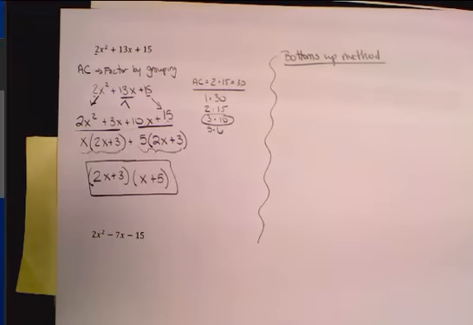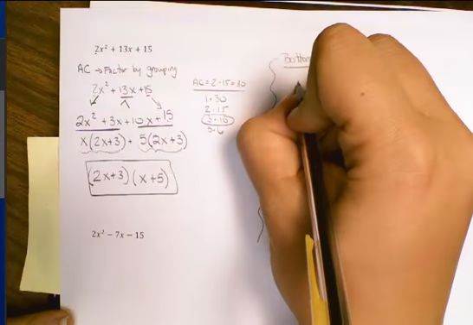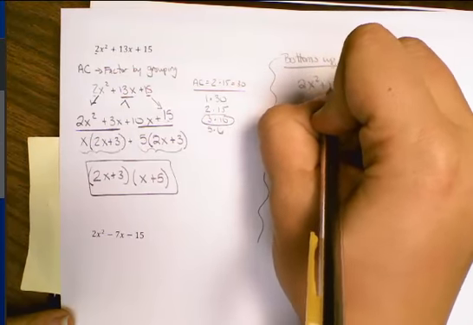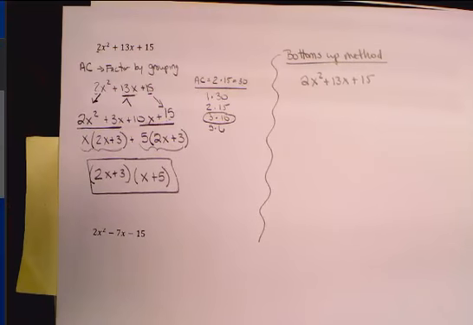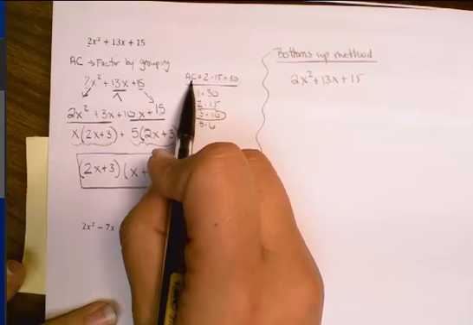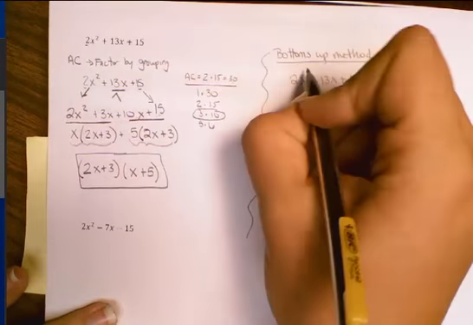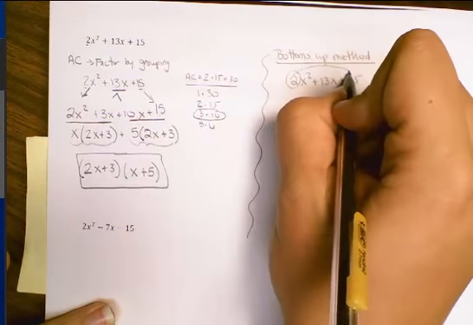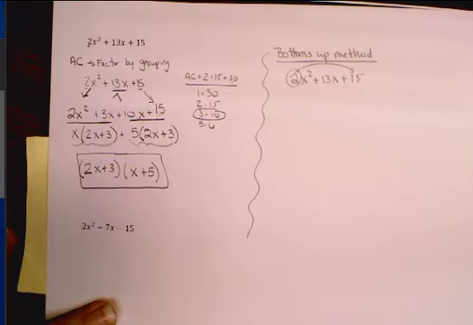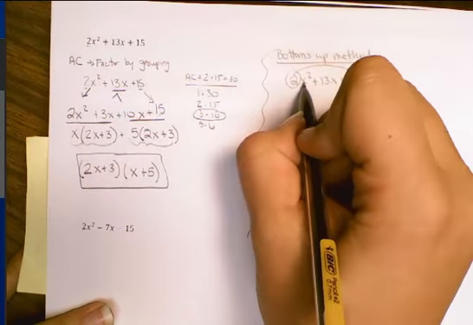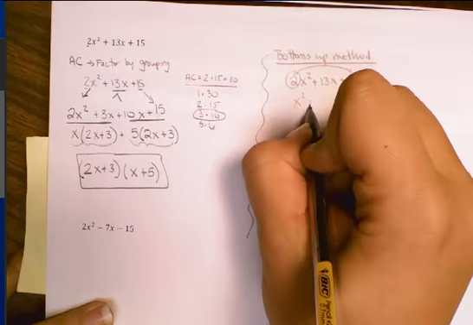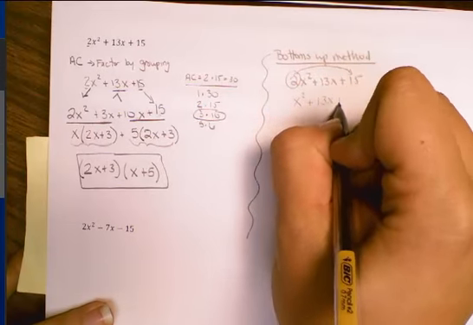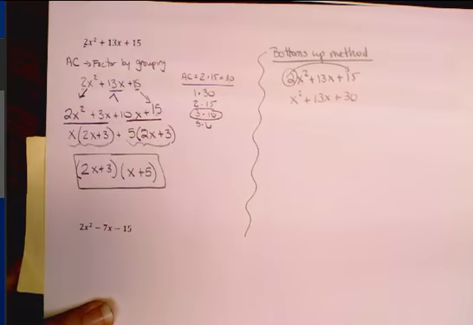Okay, so the bottoms up method is, again, we start with the 2x squared plus 13x plus 15. We start with our original problem. The bottoms up method starts off similar in that we take a, multiply it by c. So I'm going to take this a, and I'm going to multiply it by c. But when I do that, I'm going to get rid of that coefficient in front. So that leaves me with x squared plus 13x plus 30.